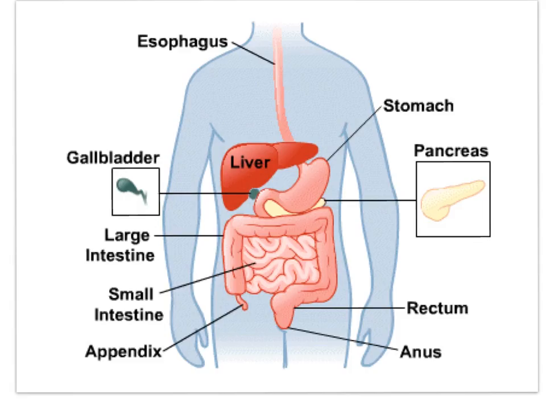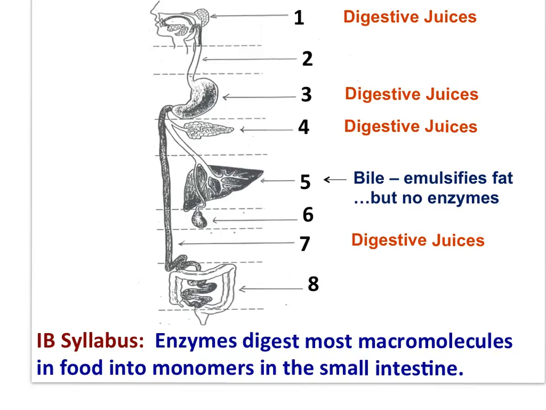Enzymes digest most macromolecules into monomers in the small intestine. Here's another image of the digestive system. From the mouth, food goes down the esophagus, to the stomach, to the small intestine, to the large intestine, to the anus. The liver is here, the pancreas is here, and here's the gallbladder. Now let's take a look at a diagram that provides a slightly different perspective. In this diagram, the digestive tract has been expanded, but I've not labeled the structures. Turn the movie off now or follow along with me.